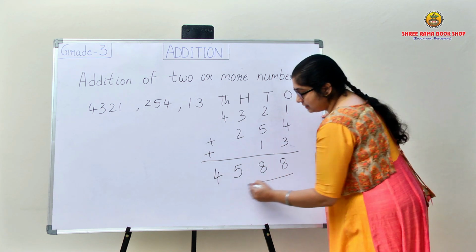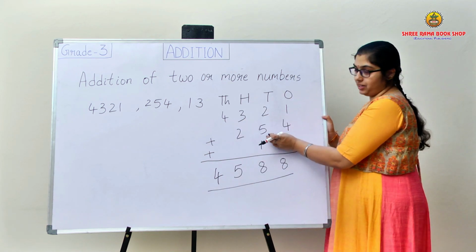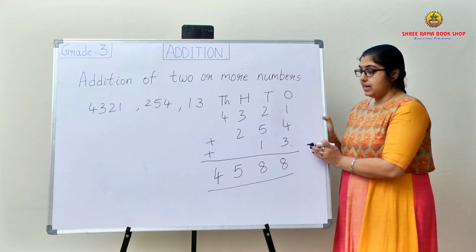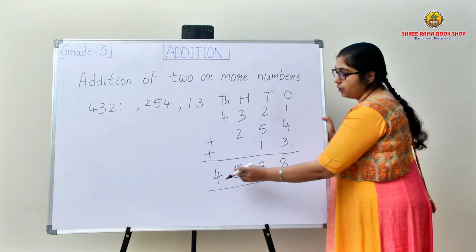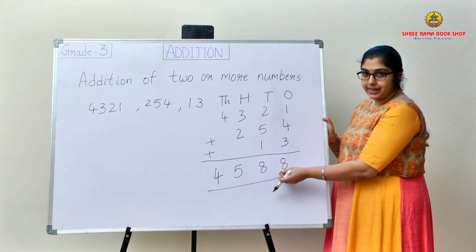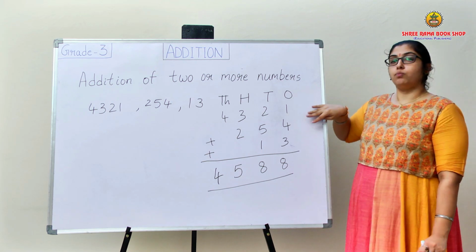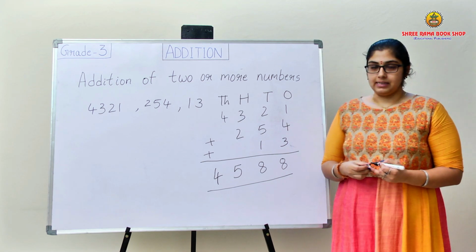So if we add these 3 numbers, a 4 digit number plus a 3 digit number plus a 2 digit number, I am getting the sum as 4588. This is how you add 2 or more numbers. Okay, next we will go for another concept.